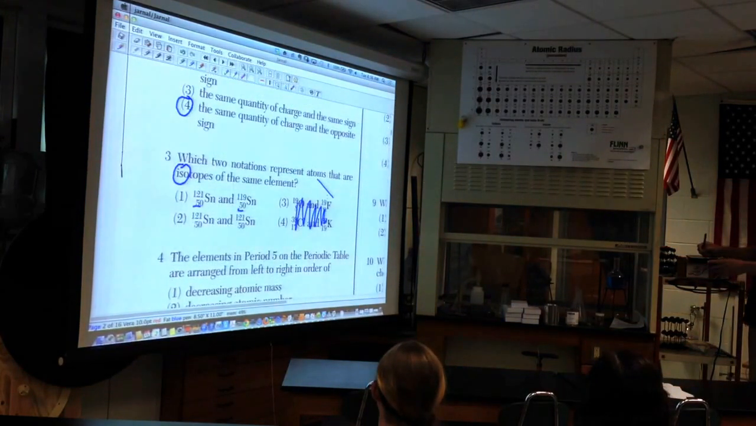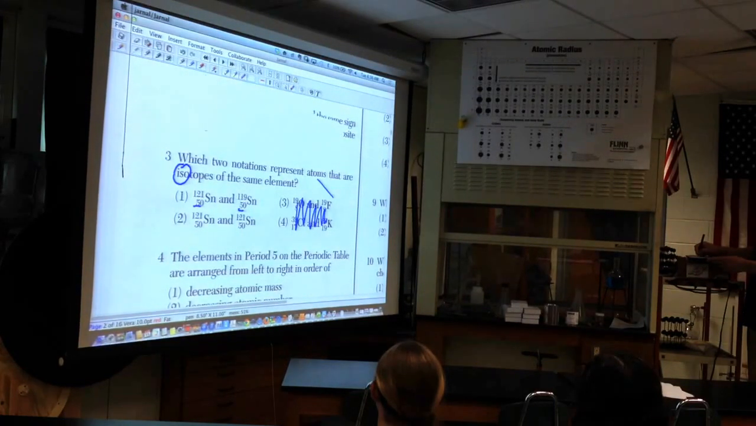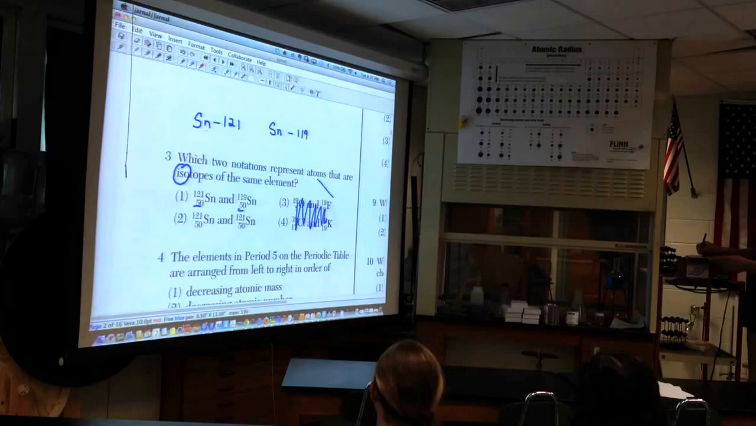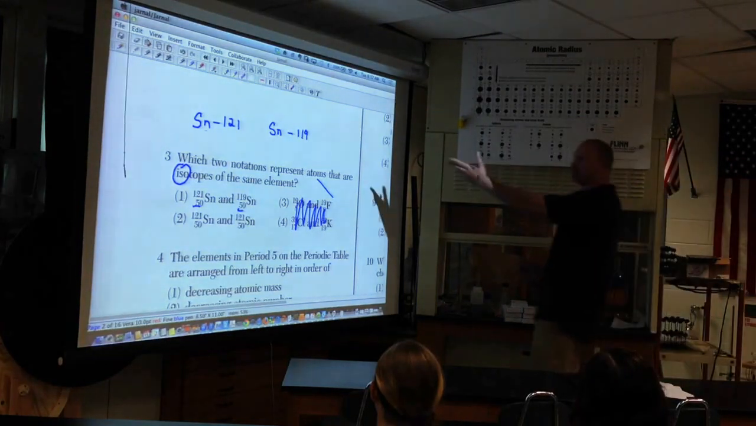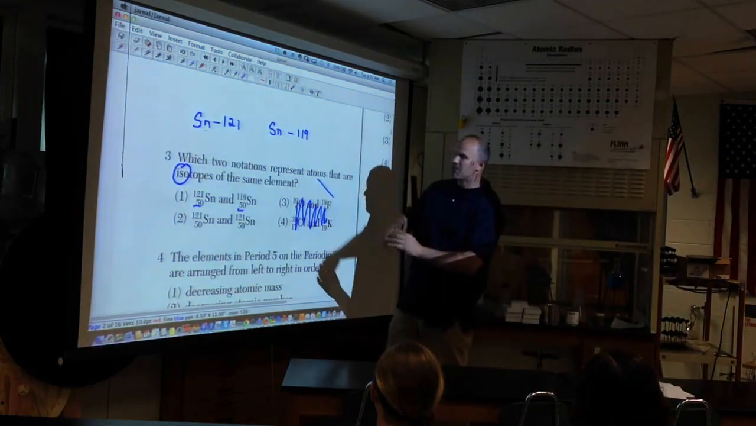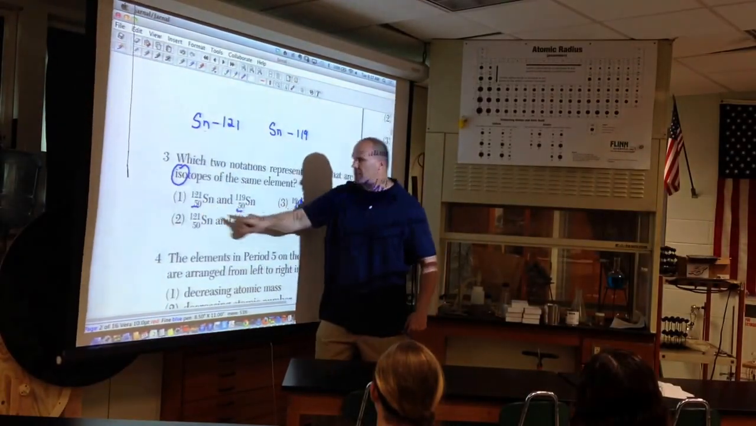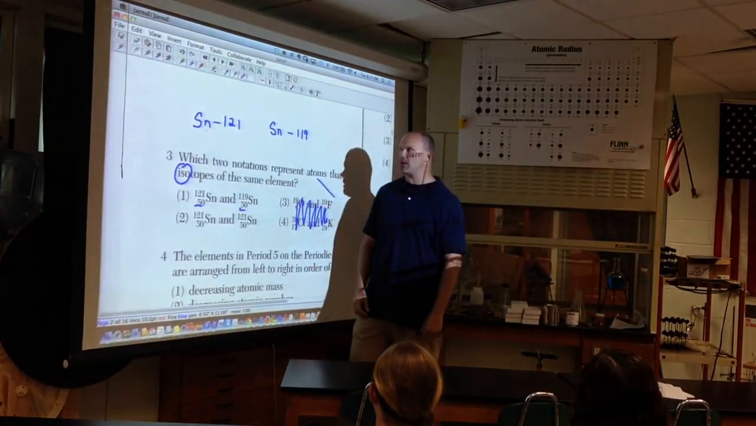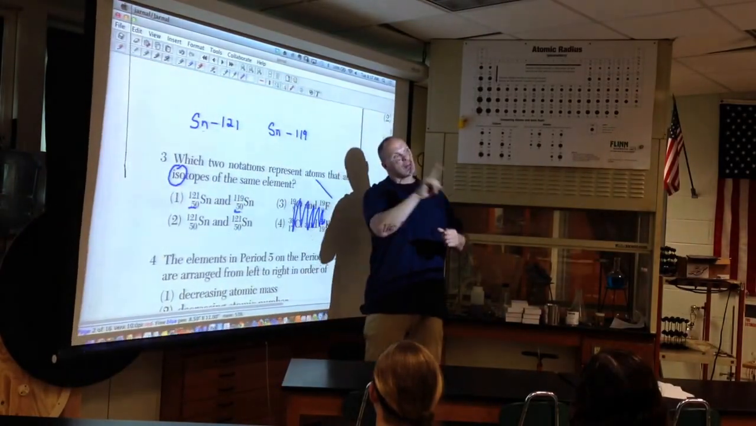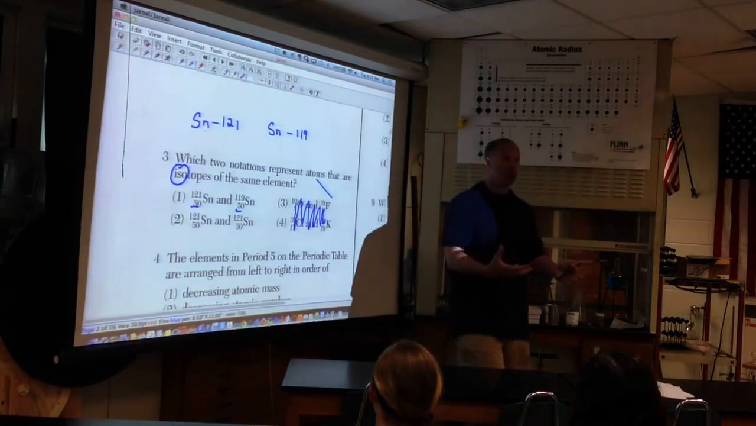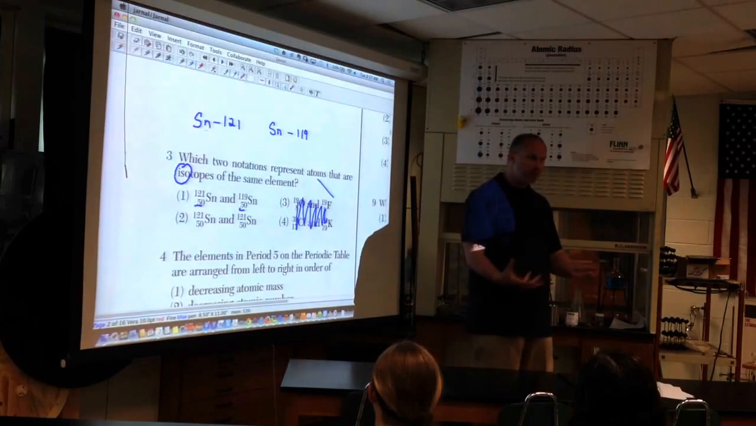Now I could write this differently. I could just take this stuff at the top away, say bye-bye. Let's say I take tin 121 and tin 119. And people get messed up with this notation all the time. They think that is some number that I should know and I forget what it is. It's the mass number. If it's tin, 50 is implied. Only tin can be 50 protons, so they're telling you exactly the mass number. Why? Because when you say you have tin, that's too vague. Tin what? What form of tin do you have?